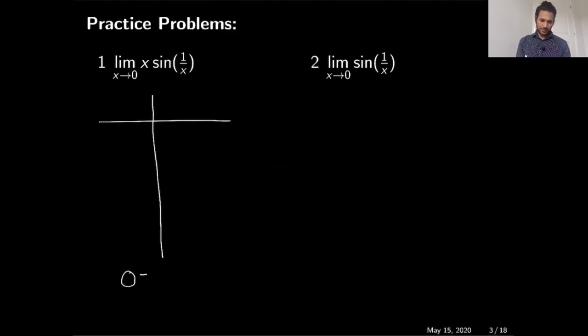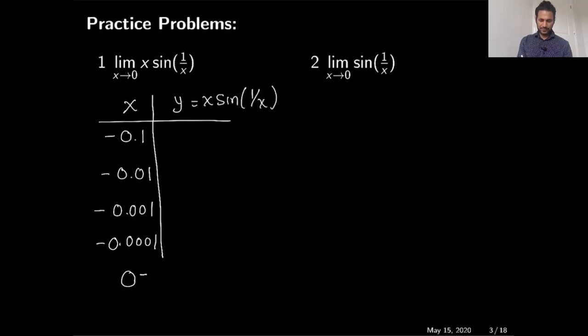I will start with minus 0.1, minus 0.01, minus 0.001, and minus 0.0001. And I will plug these values into my function, which is x sine 1 over x. Make sure that your calculator is in radians when you plug in these values, since the input is in radians.